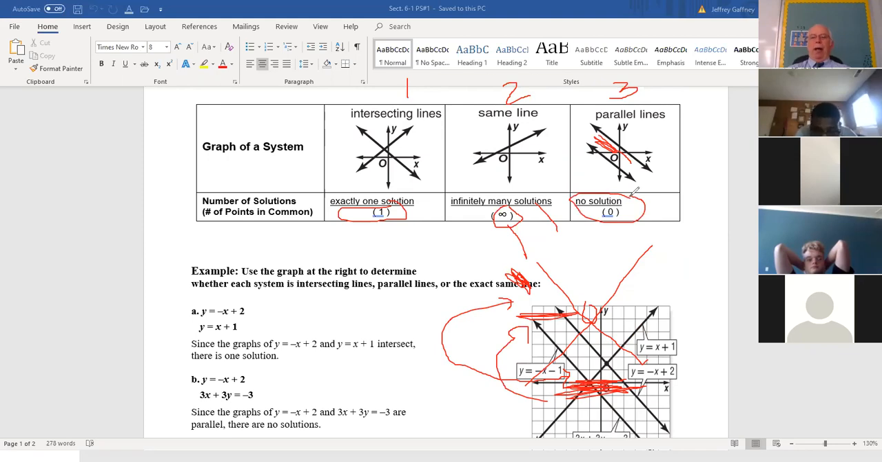Any questions before we now, instead of solving or looking at these graphically, we're going to solve and look at these algebraically. Any confusion I can eliminate before we get rolling?